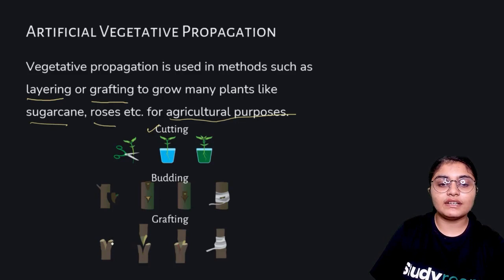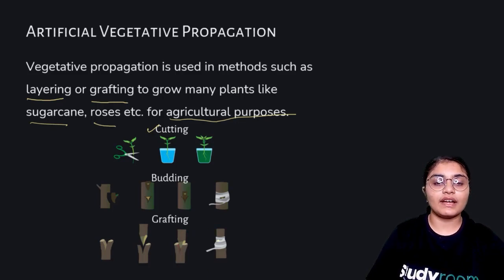grafting. You can see here how a part of a different plant is cut, and then it is placed in another plant. Okay, and then both the plants grow together and they form a hybrid kind of plant. So these are the methods that are used for artificial vegetative propagation, which are generally used for agricultural or commercial purposes, right?